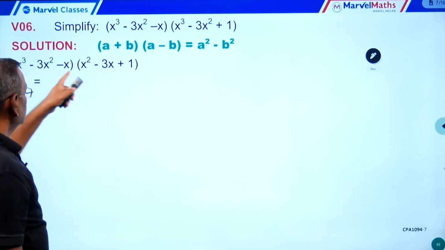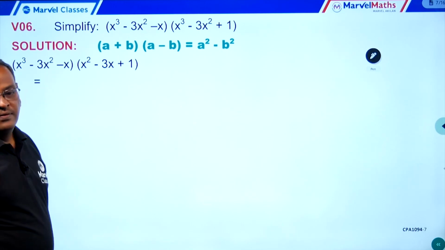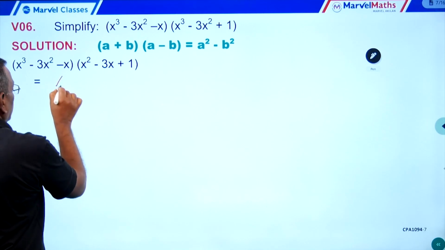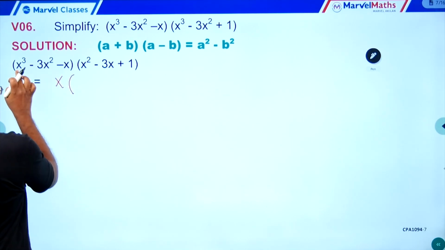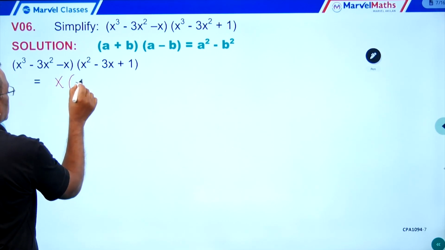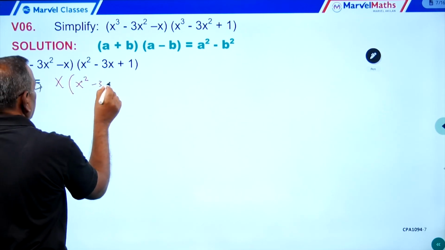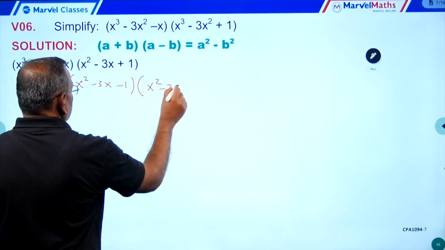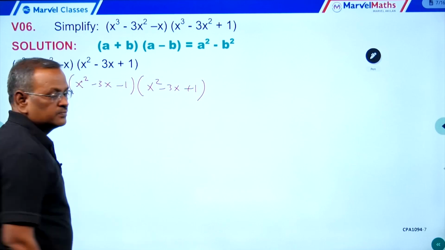The only difference is that here x is a common factor. Whenever some common factor is there, always take the common factor. So you have to take the common factor from this. If I take x as the common factor, what does the remaining expression become? x square minus 3x minus 1 into x square minus 3x plus 1.